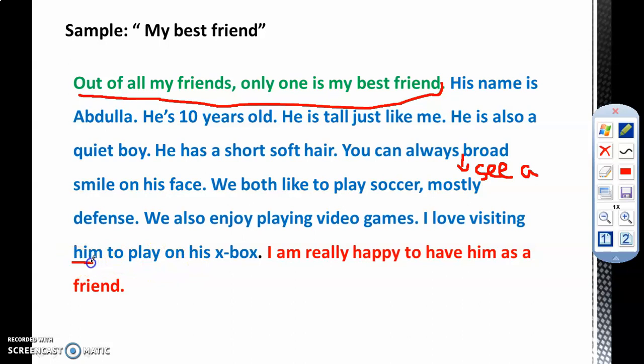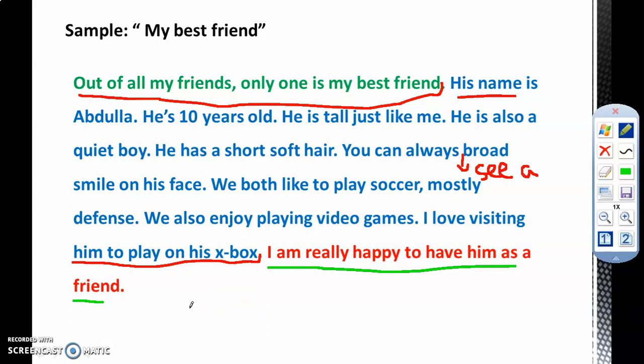So all what I wrote in blue, okay, all what I put in blue, this is the supporting details or the supporting sentences, means I'm explaining my topic sentence. Okay, let's see the last sentence, which is in red. I am really happy to have him as a friend. What I did here, I'm concluding my paragraph. So here I said one of my best friends, and here I said I really feel happy, or I am really happy to have him as a friend. So I'm repeating my topic sentence in a different way.